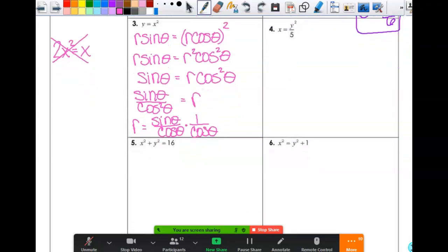So now, and I'll write it sideways because I'm kind of out of room, r equals, so sine over cosine is tangent theta, and 1 over cosine is secant theta. Everybody okay with where everything came from? Good? What questions do we have? All right, then you try number 4.